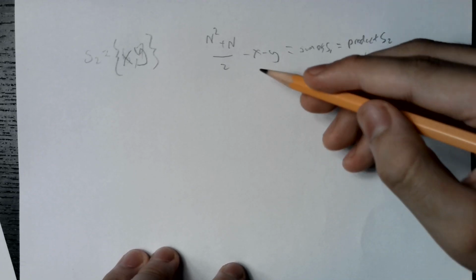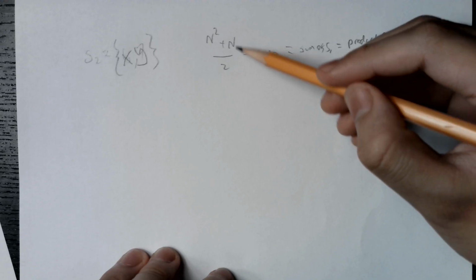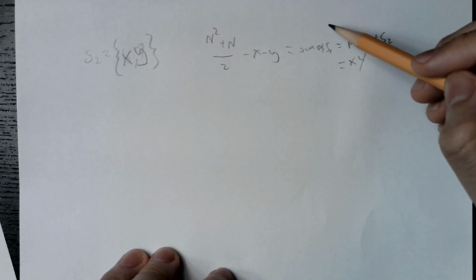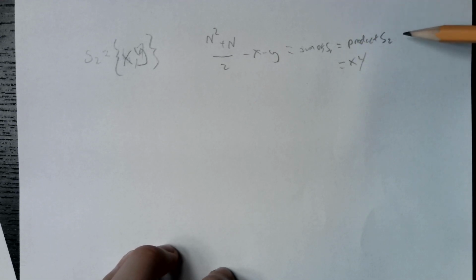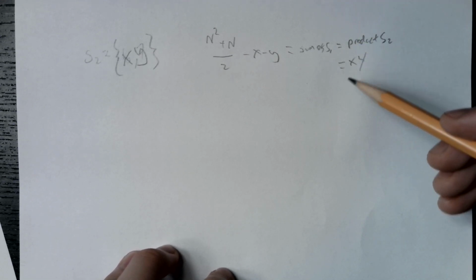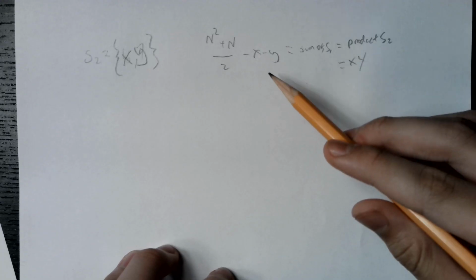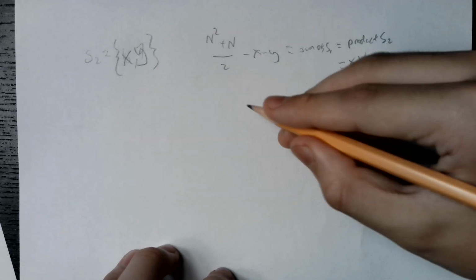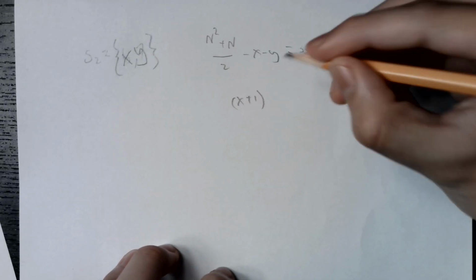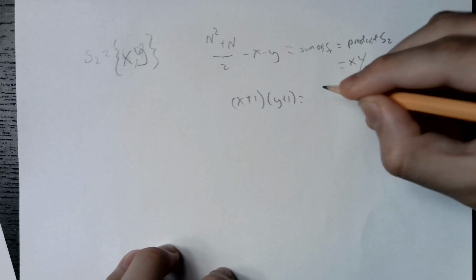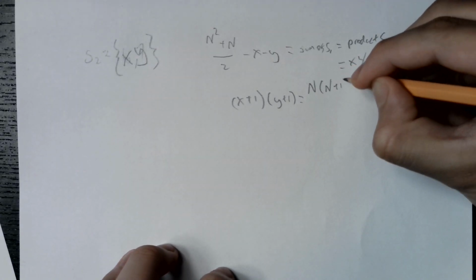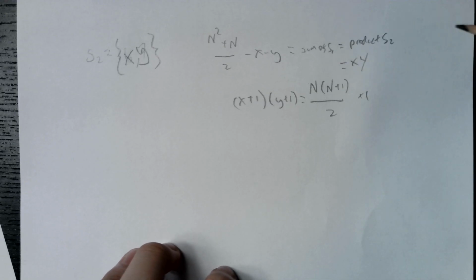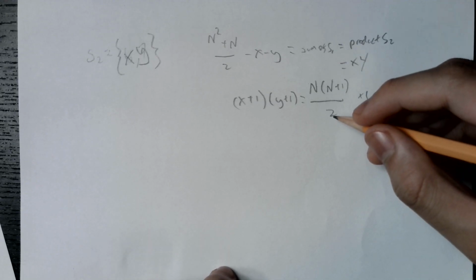So similar to before, we have the sum of all the terms below n or equal to n. Then we subtract the terms from S2, and what should be left is the sum of the numbers of S1, which, given by the question, is equal to the product of S2, which is xy. And then we did the same thing, where we move the xy, we look at n squared plus n divided by 2 minus x minus y, and xy, and we factor it to receive x plus 1 times y plus 1 is equal to n times n plus 1 divided by 2, plus 1.